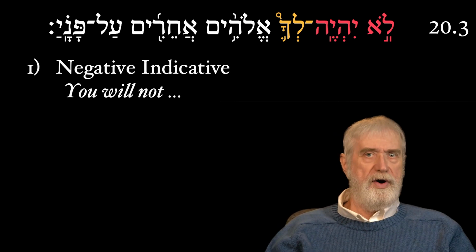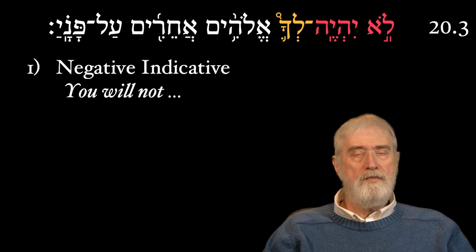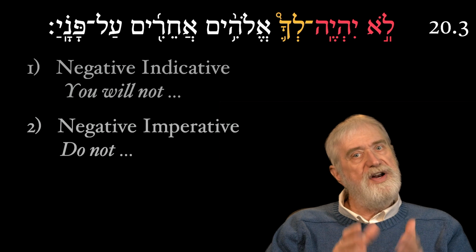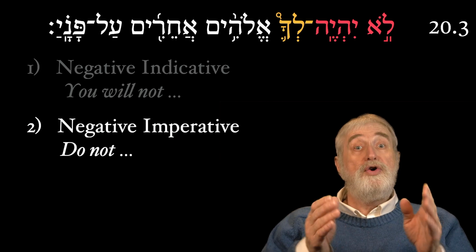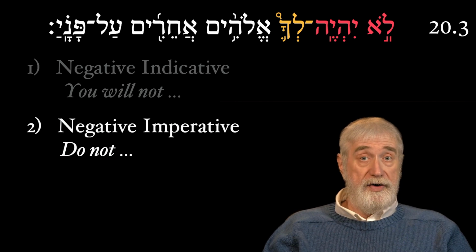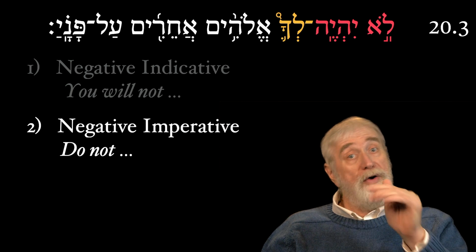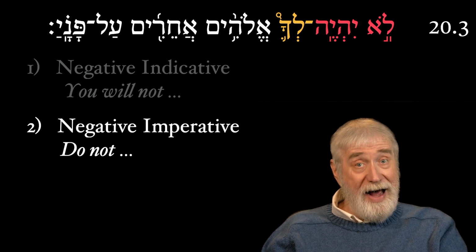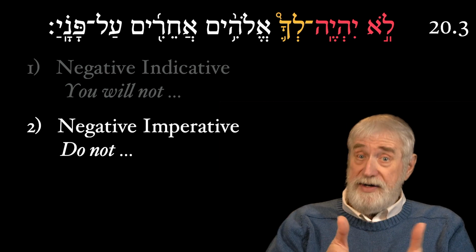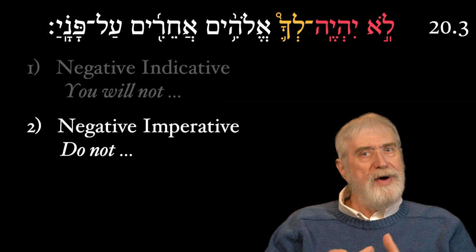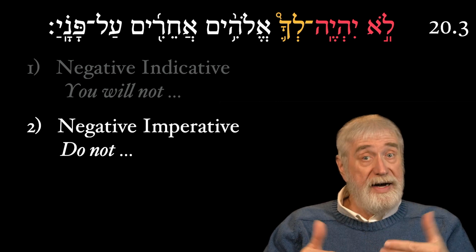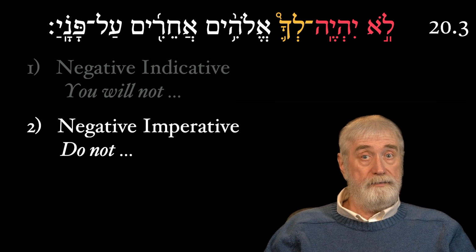You will not have other gods. Second, we could take it as a modal imperfect with the sense of a negative imperative. Do not have other gods. Remember, while Hebrew has a separate form for the imperative, it doesn't use that form to communicate a negative command. So there is no dedicated form for the negative imperative.